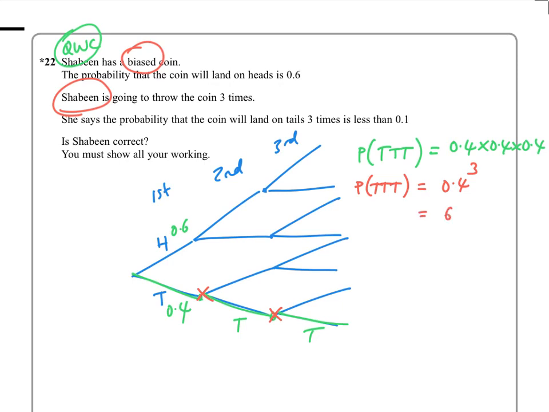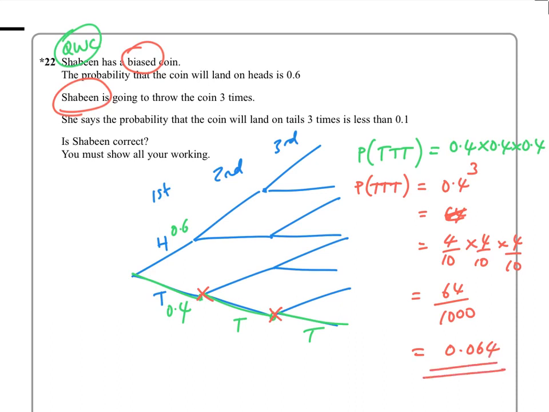Well, 4 cubed is 64, but we want 64 divided by 10 3 times, because if we had 4/10 times 4/10 times 4/10, which is what we've got, that's 64 divided by 1,000, and that would be 0.064. And of course you've got a calculator, so that's not going to be any big deal. So she says the probability that the coin will land on tails 3 times is less than 0.1. Well, if we compare this with 0.1, this has a tenth, this has none, so this is the winner, therefore this is less. So she says the probability that the coin will land on tails 3 times is less than 0.1. Is Shabin correct? Yes, she is.